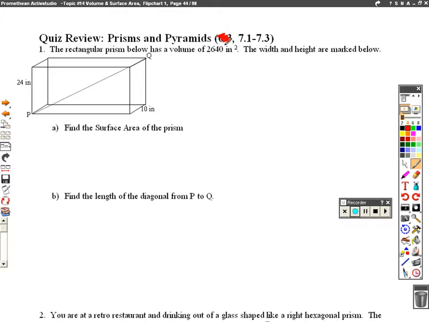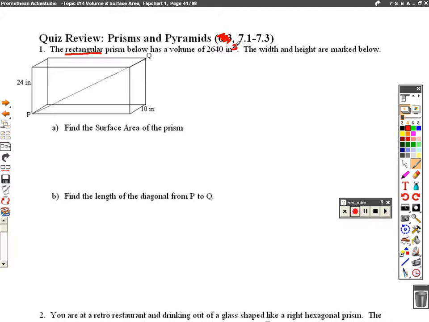We've got a rectangular prism. So rectangular, that's the shape of the base, and a prism tells me that it has 2 bases that are parallel. And we have a volume of 2,640 inches. This should be cubed if it's a volume. Okay, the width and the height are marked below. So we want to find the surface area.